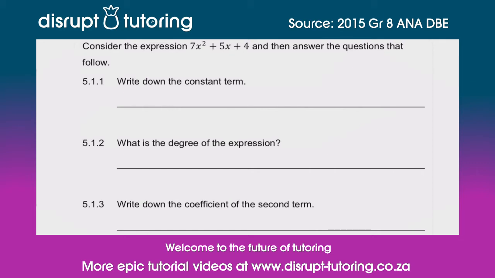Write down the constant term. So we've already given you a good amount of information on what the constant term is and why it's the constant term. So all you would need to write down is 4, and you would get your mark, and your teacher would let out a small smile.